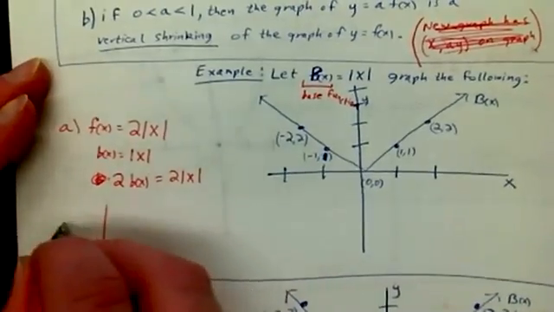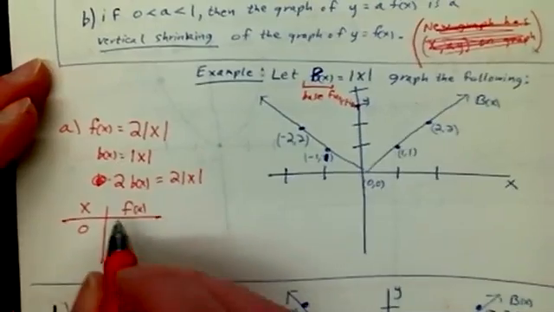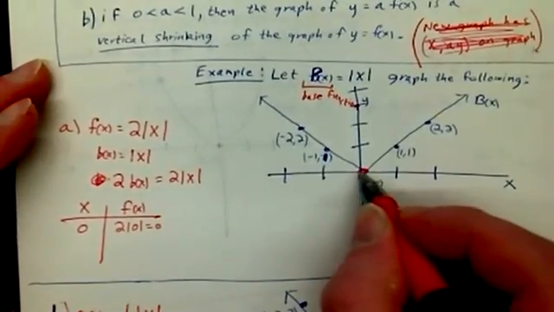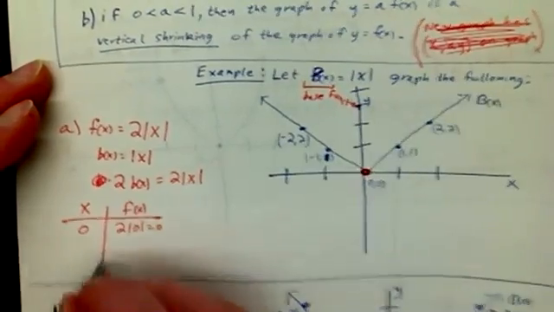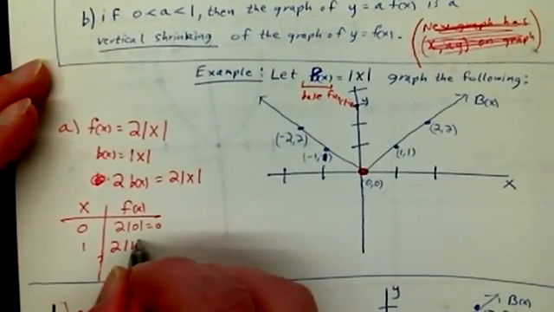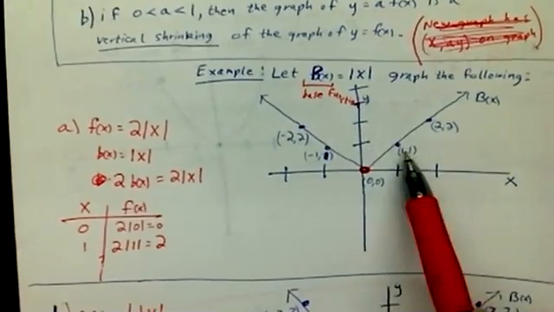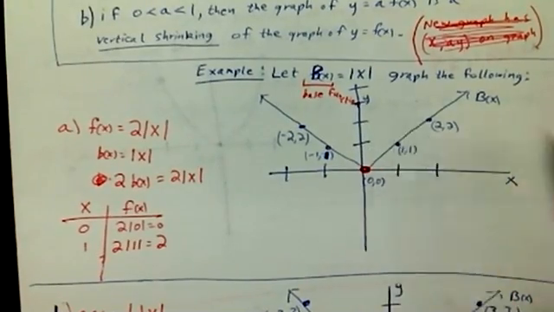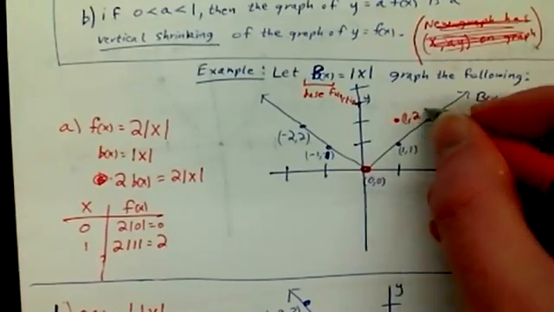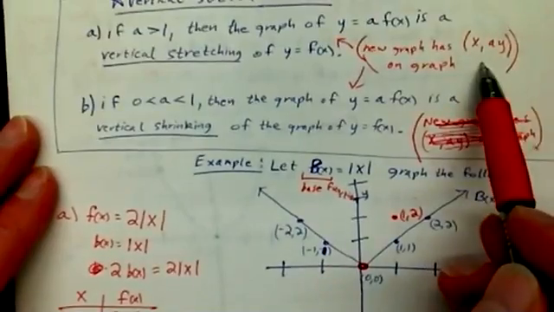Notice with this new one, if I put in x equals 0, 2 times absolute value of 0 is still 0. So nothing's actually changed there. But once I get to x equal to 1, I have 2 times absolute value of 1, which is 2. So this point that was (1, 1) is now (1, 2), right here. Essentially I took the y value and multiplied it by 2. That's exactly what this is telling us to do.